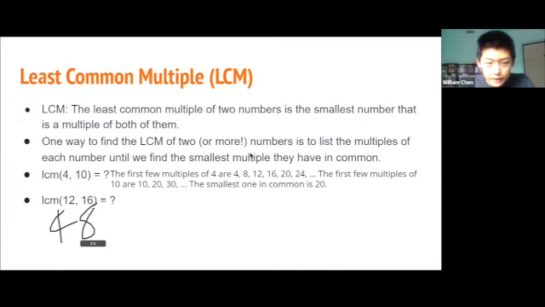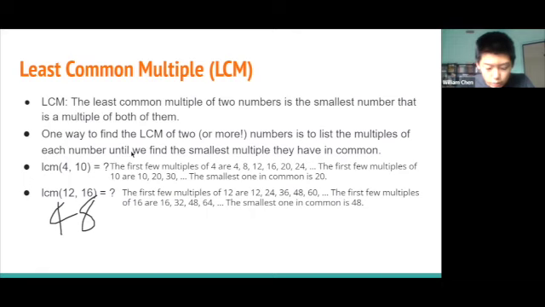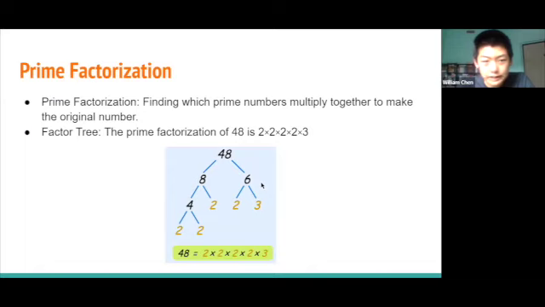We can get this by listing the multiples of 12 and 16. The first few multiples of 12 are 12, 24, 36, 48. The first few multiples of 16 are 16, 32, 48, and 64. The smallest one in common is 48.